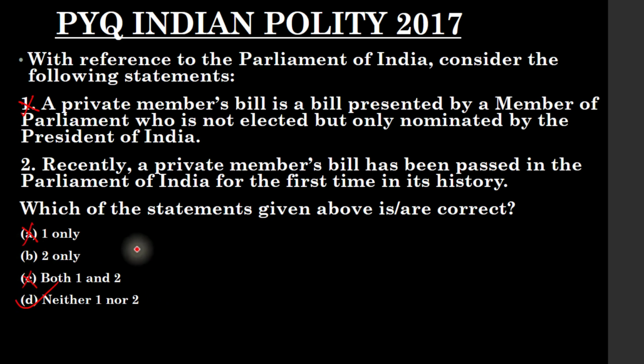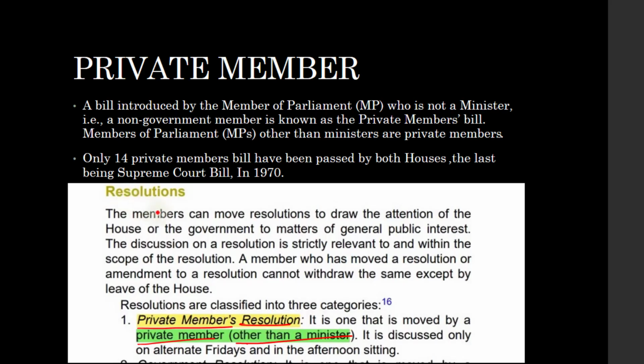In a case such as this, it is always advisable to choose one of the remaining options, even if one is not able to zero down upon the correct option, as the probability of securing positive marks is significantly higher. Coming back, statement 2 as well is incorrect, as so far only 14 private member bills have passed, with the last bill being passed only in 1970.